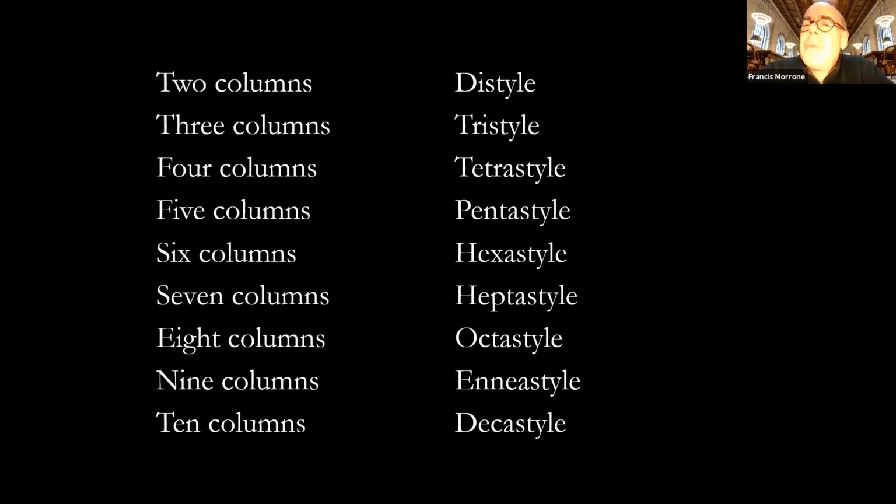Basically, we use these words in describing buildings, in describing temples, or anything which has a temple-like form. If a building in the front of it has two columns, we call it distyle. It has three columns, tristyle, four columns, tetrastyle, then pentastyle, hexastyle, heptastyle, and so on. As I say, very basic and very easy to find such a list on the internet.